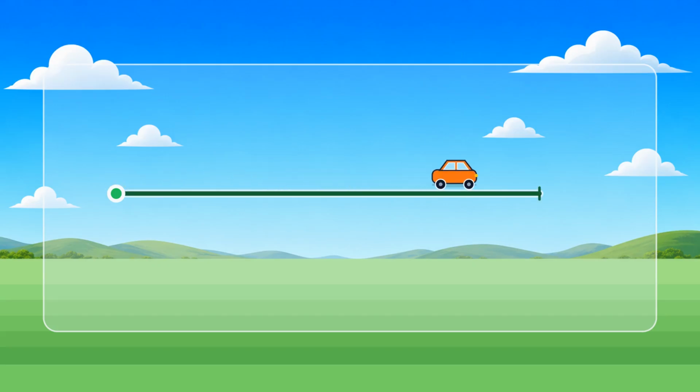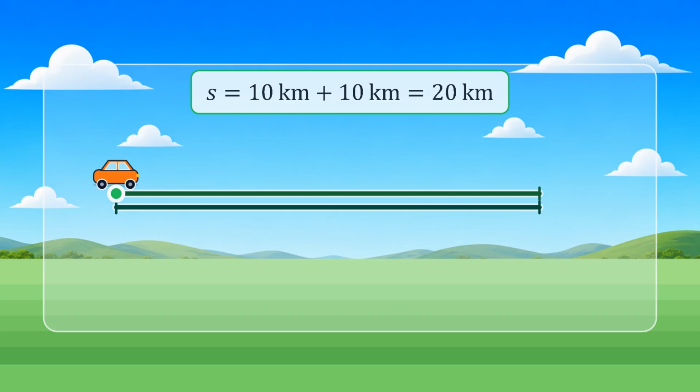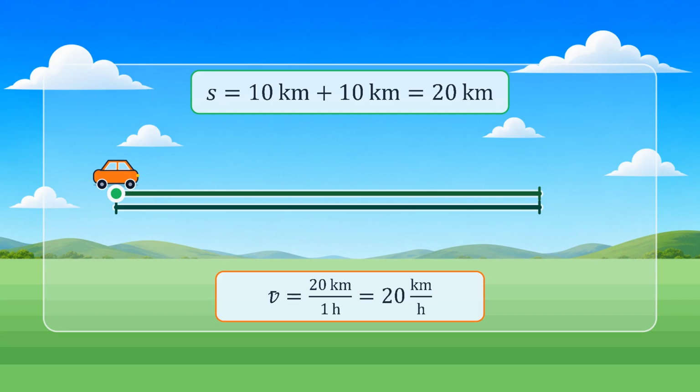Suppose a car drives 10 kilometers away and then 10 kilometers back. Its total distance is 20 kilometers. If the complete trip takes 1 hour, its average speed is 20 kilometers divided by 1 hour, or 20 kilometers per hour. The car returns to its starting point, so its displacement is 0. But it really traveled 20 kilometers. Average speed remembers the length of the route, not only where the car finished.